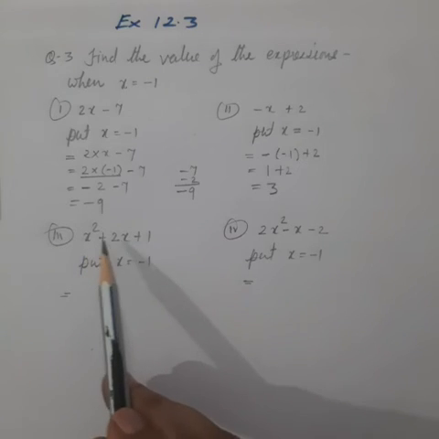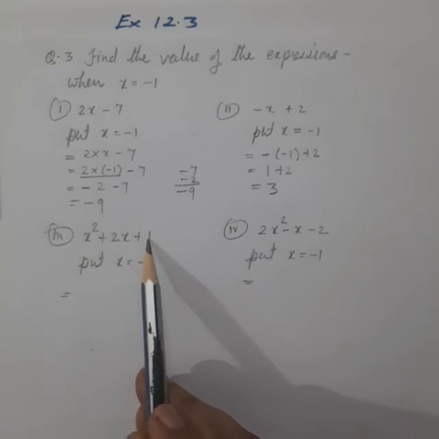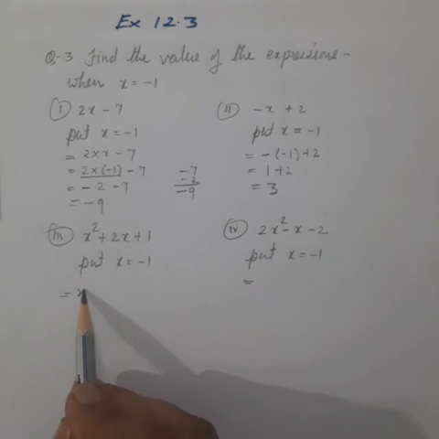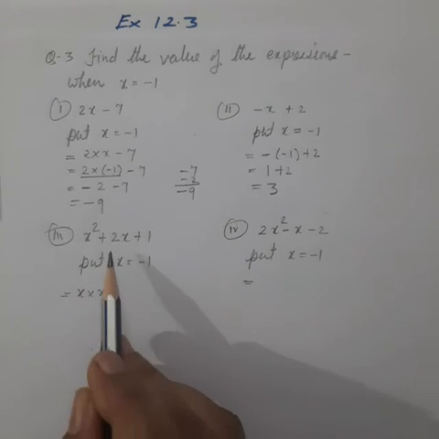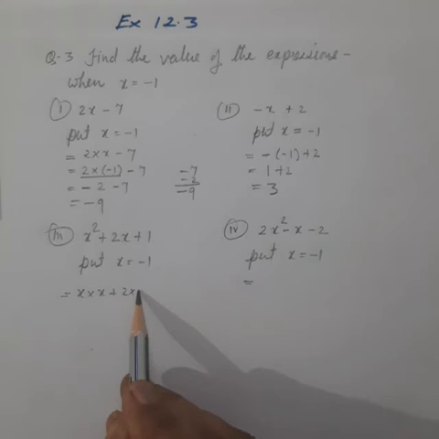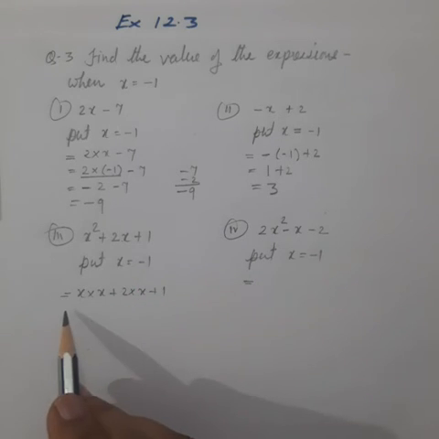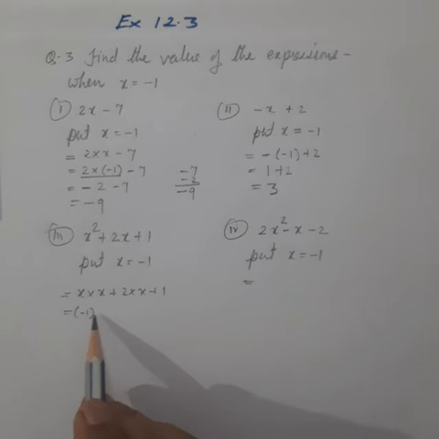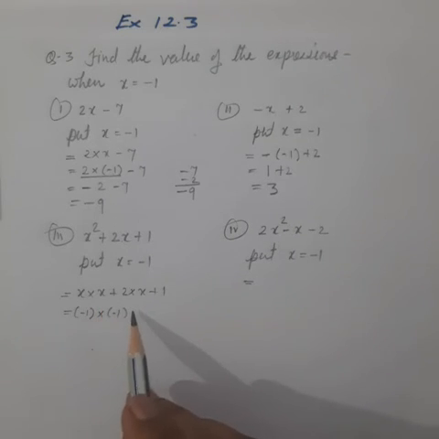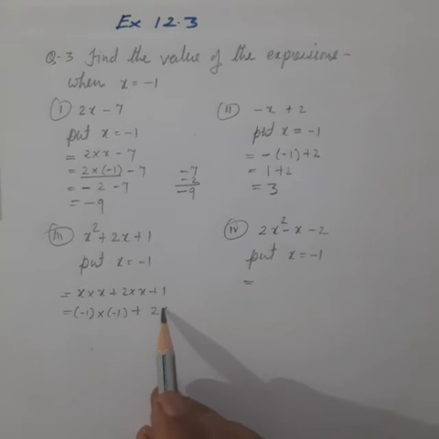Third, x square plus 2x plus 1. X square means x into x. 2x means 2 into x, plus 1. Now at the place of x, put minus 1. It is negative, put it in bracket. Into minus 1, and this is again minus 1. Plus 2 into, at the place of x, minus 1.